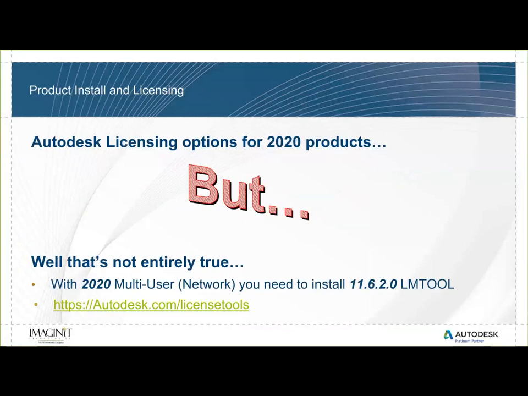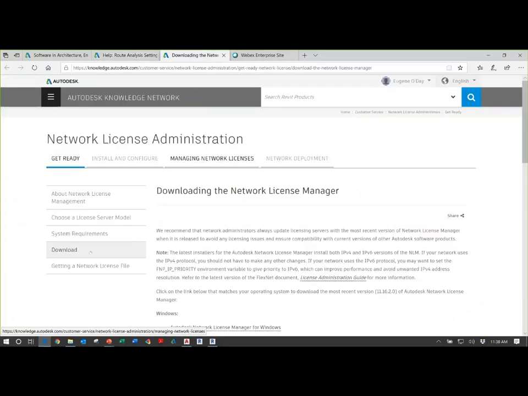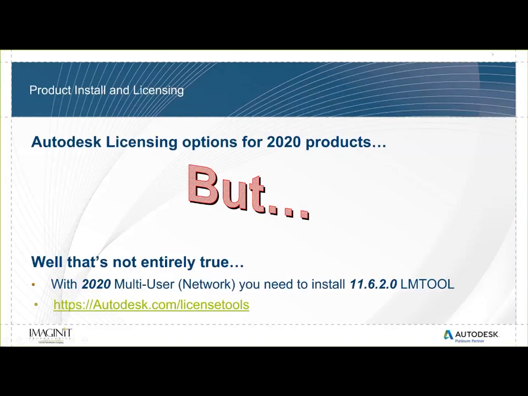The latest LMN tools for 2020 is 11.6.2.0. If you don't know where to get that, here's the link. Basically just autodesk.com/licensed tools, and that'll pop you over to this page, where you can actually download it right from there. Okay, so that's really the big difference, and that's a never-ending difference.